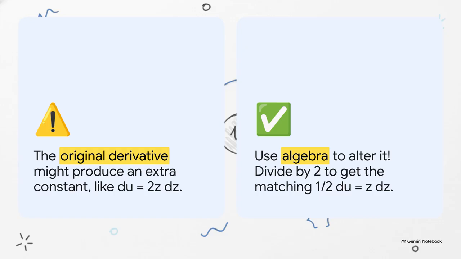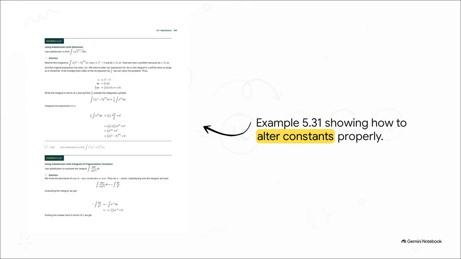So to fix this, we just use some basic algebra. We divide both sides by 2, sliding that constant over, which creates an expression that says 1/2 du equals z dz, and now it's a perfect match. Let's visualize that with example 5.31. Notice how we have a z in the original equation, but our du calculation gave us 2z dz. By just multiplying both sides of our du equation by 1/2, we fashion the perfect puzzle piece to substitute in.